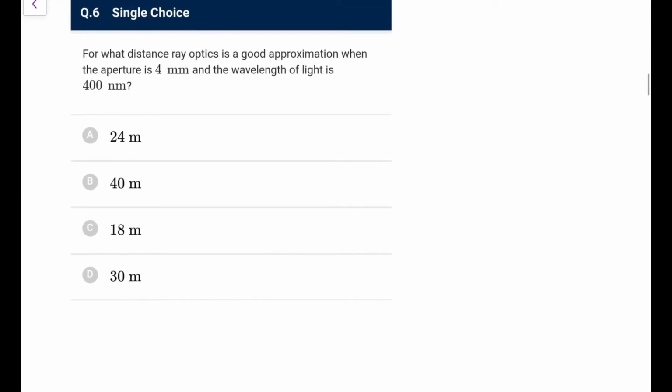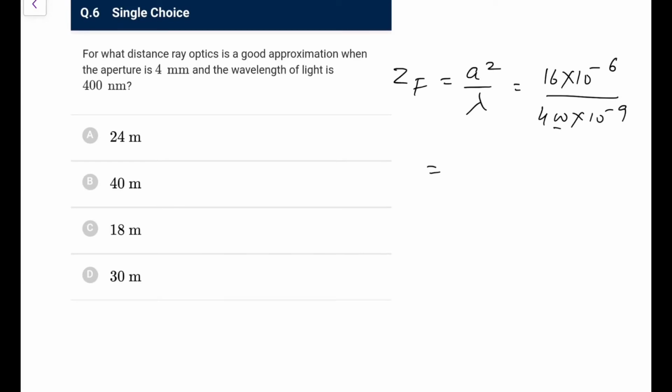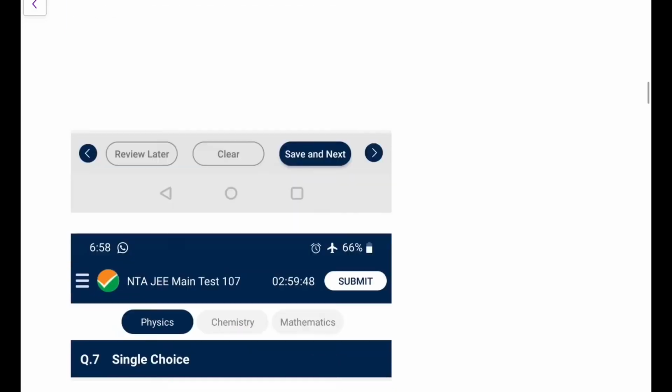For what distance is ray optics a good approximation? When the aperture is 4 mm and the wavelength is given, this is the Fresnel distance. You should remember this, but most students don't. The aperture squared is 4 mm square, that is 16 into 10 to the power minus 6, and lambda is 400 into 10 to the power minus 9. So 9 and this is 8, so this is 10 to the power 1 will go up. So 160 by 4 means 40 meters. Up to 40 meters ray optics is valid, beyond that it won't be.